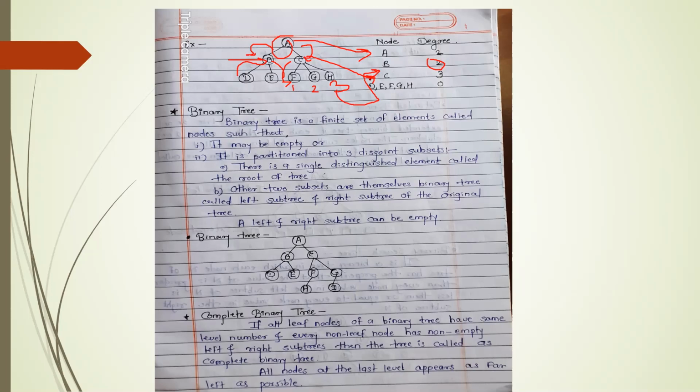Next is binary tree. A binary tree is a finite set of elements called nodes, such that it may be empty or it is partitioned into 3 disjoint subsets. There is a single distinguished element called the root of the tree. The other two subsets are themselves binary trees called the left subtree and right subtree of the original tree. The left and right subtree can be empty.